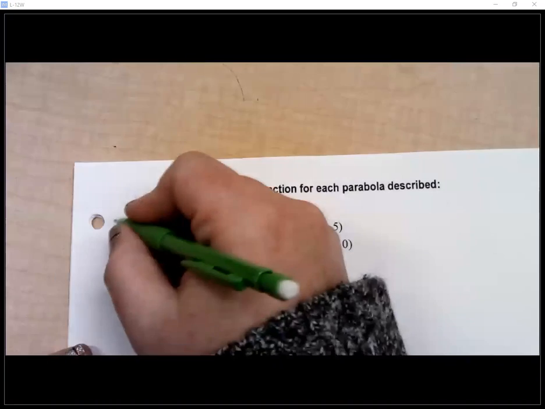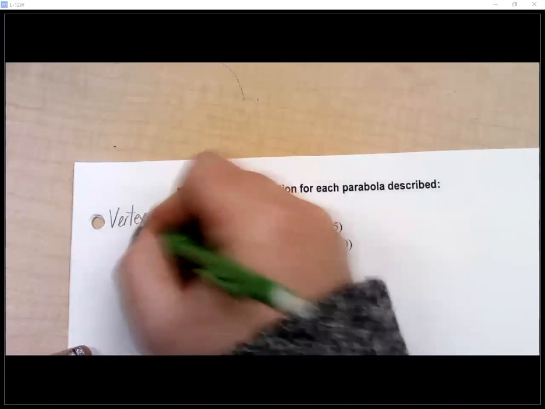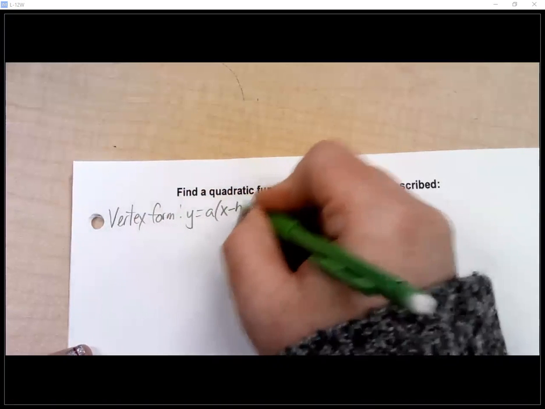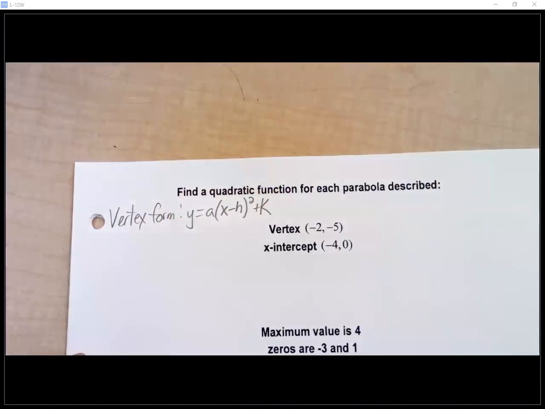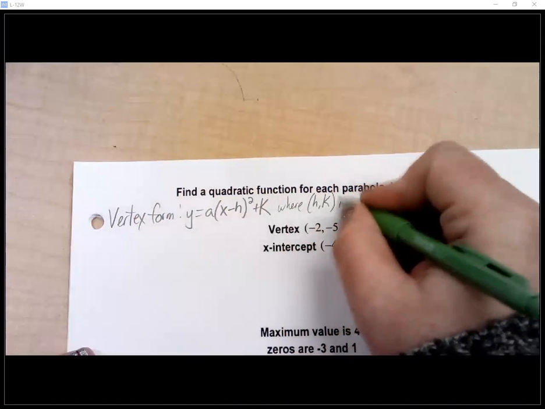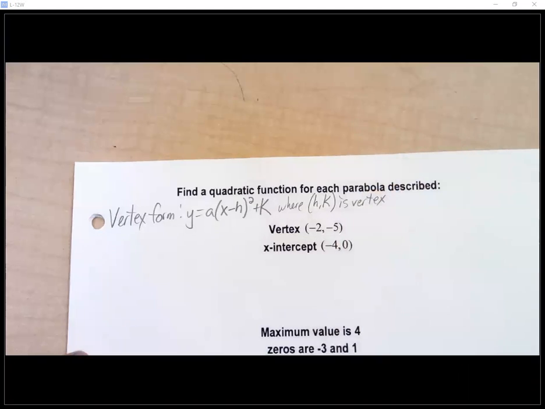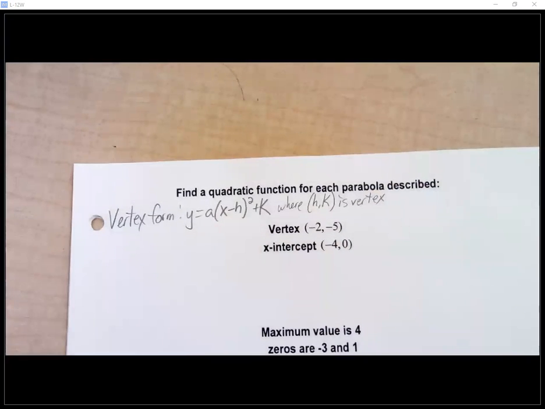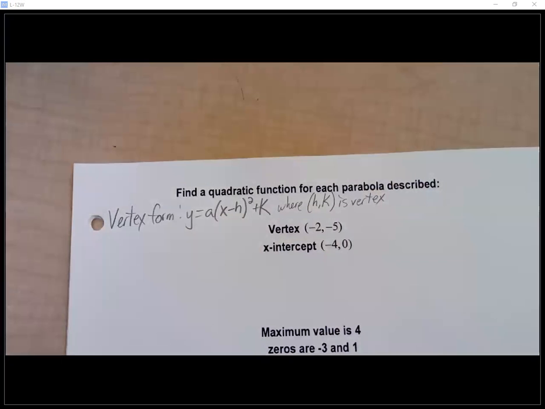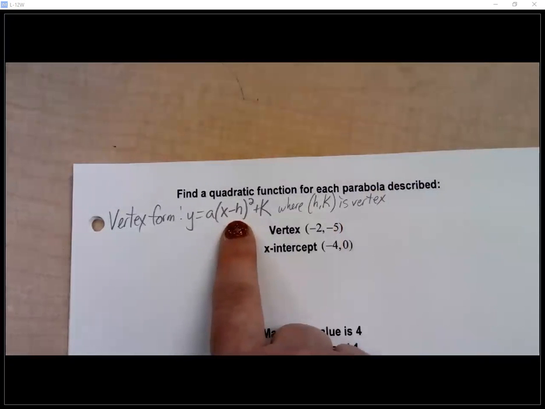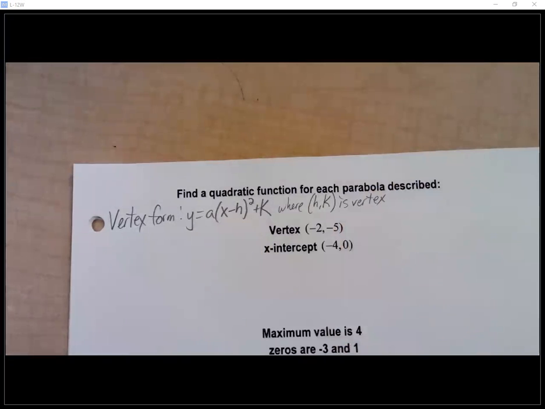So vertex form was y equals a times x minus h squared plus k, where h comma k is the vertex. Yep, so that's a general form though. Y equals a times x minus h squared plus k. Right, which is why, so see how the vertex is at positive h comma k? So if you saw like x minus 4 in there, it would really be at 4 comma, because you're doing the opposite. All right, so there's vertex form.